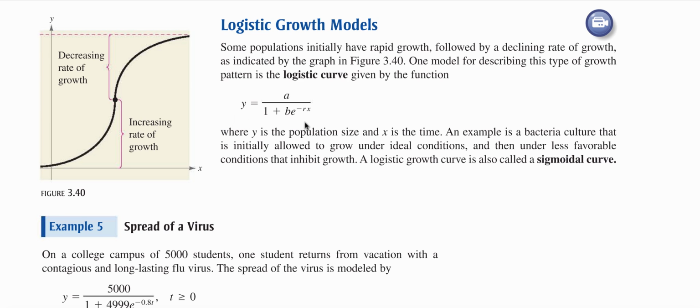The logistic curve is given by the following model. y equals a over 1 plus b e to the negative rx, where y is the population size and x is the time. An example is a bacteria culture that is initially allowed to grow under ideal conditions, and then under less favorable conditions that inhibit growth. A logistic growth curve can also be called a sigmoidal curve.